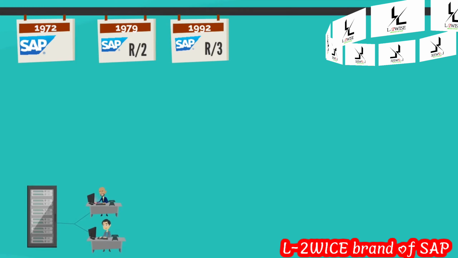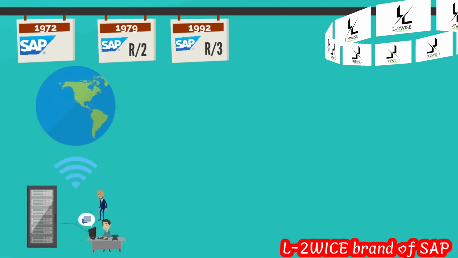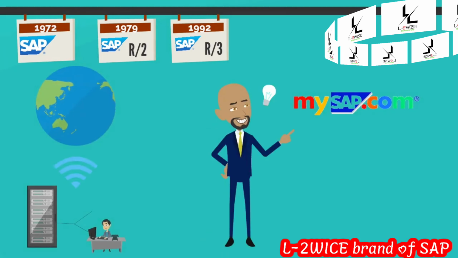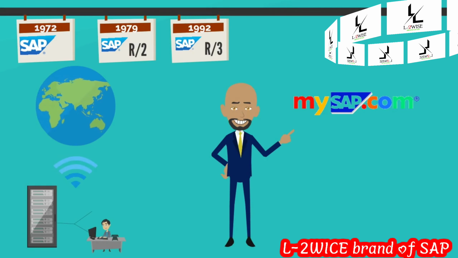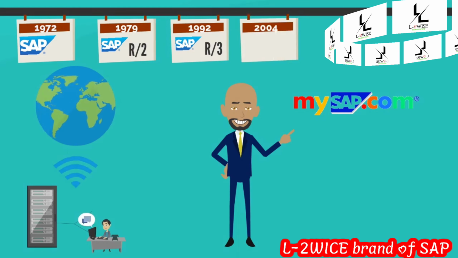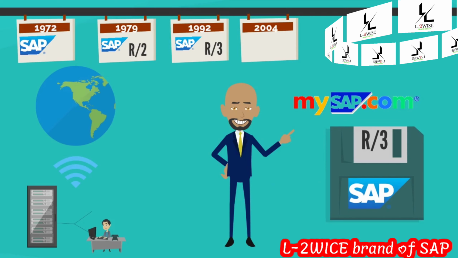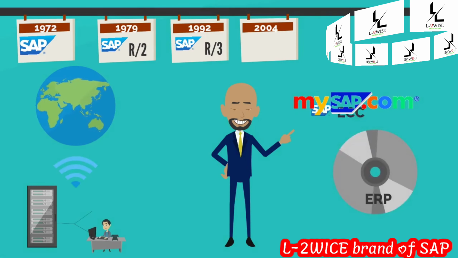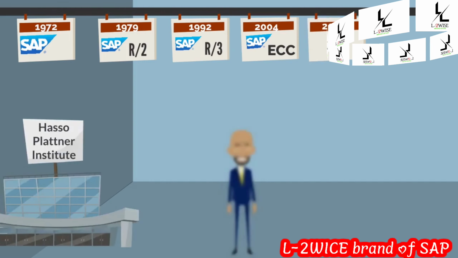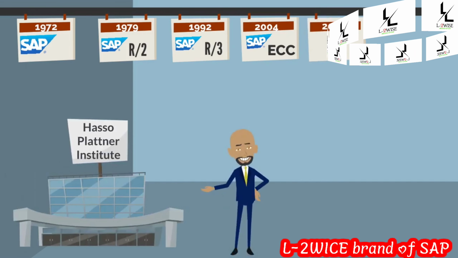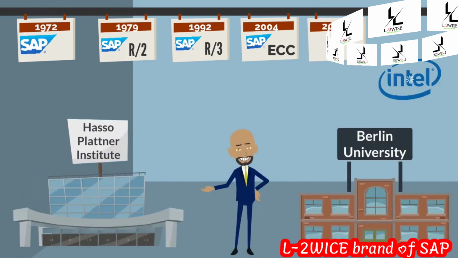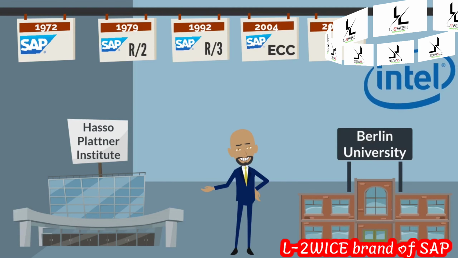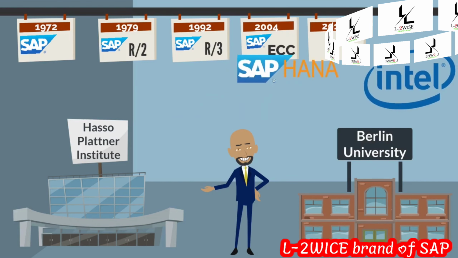The development of SAP's internet strategy with mysap.com redesigned the concept of business processes, and as a result, in 2004, SAP replaced R3 with SAP ERP Central Component, also known as ECC. In 2010, through the Hasso-Plattner Institute, with support from Berlin University and Intel, SAP created HANA, an in-memory database.